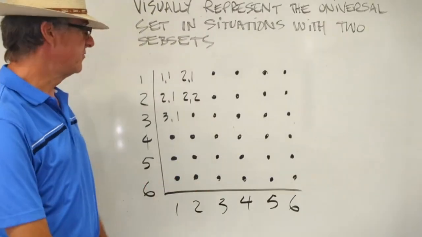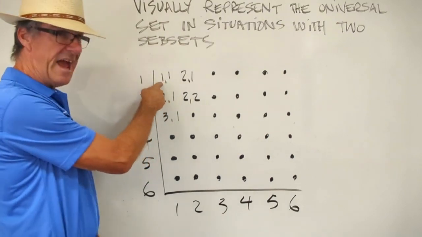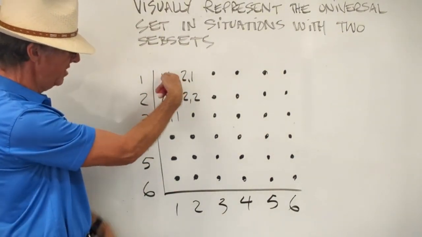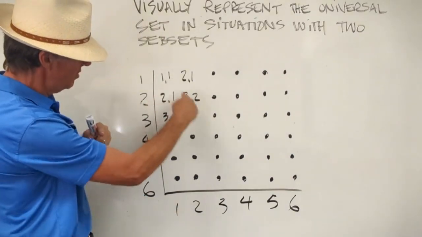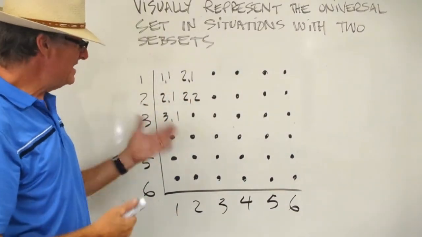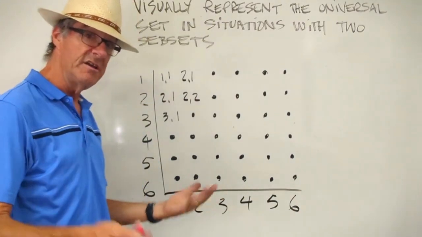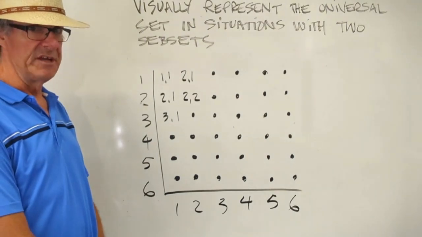All right, here's my grid. Now I started off by labeling each point in the grid by the outcome. So this is 1, 1. See, I'm using my grid here. This would be rolling a 2 on the first one, a 1 on the second, so 2, 1, and so on. But really, I don't need to put these in here because you can read them off the axes of the grid. So I finished this out just by putting dots in my grid.